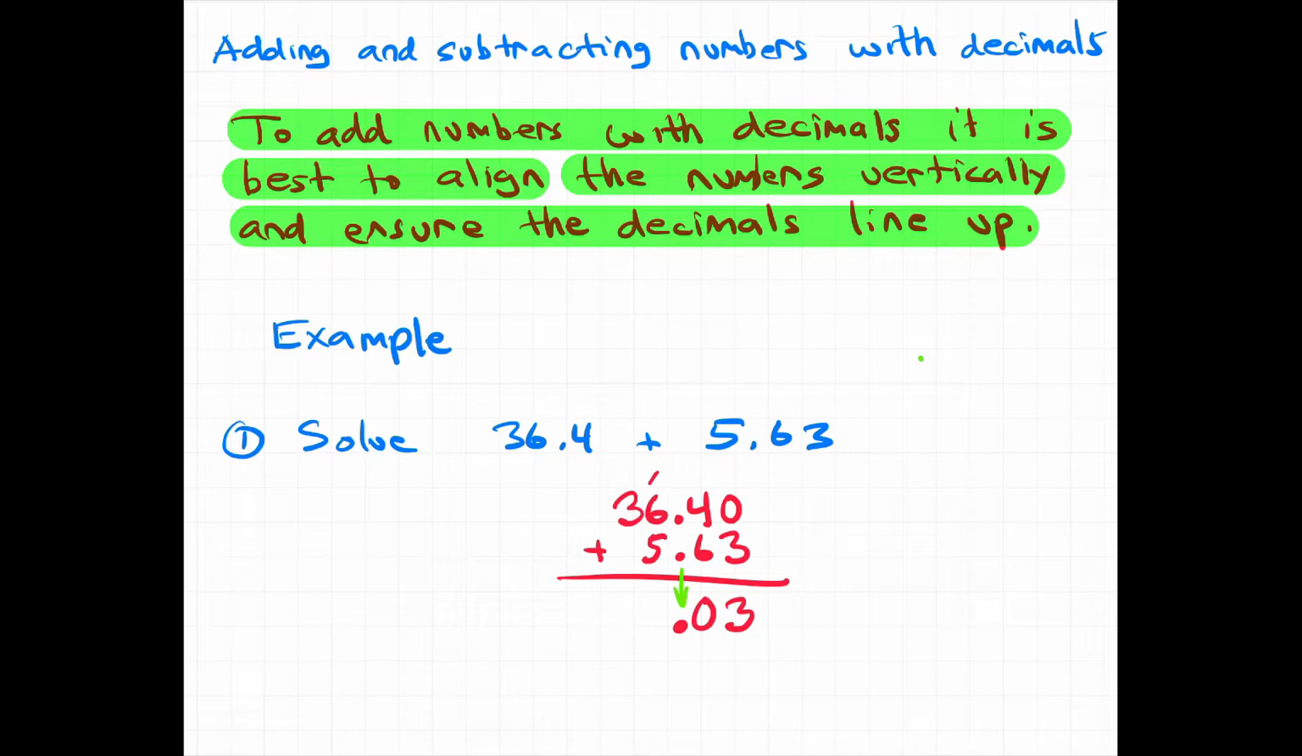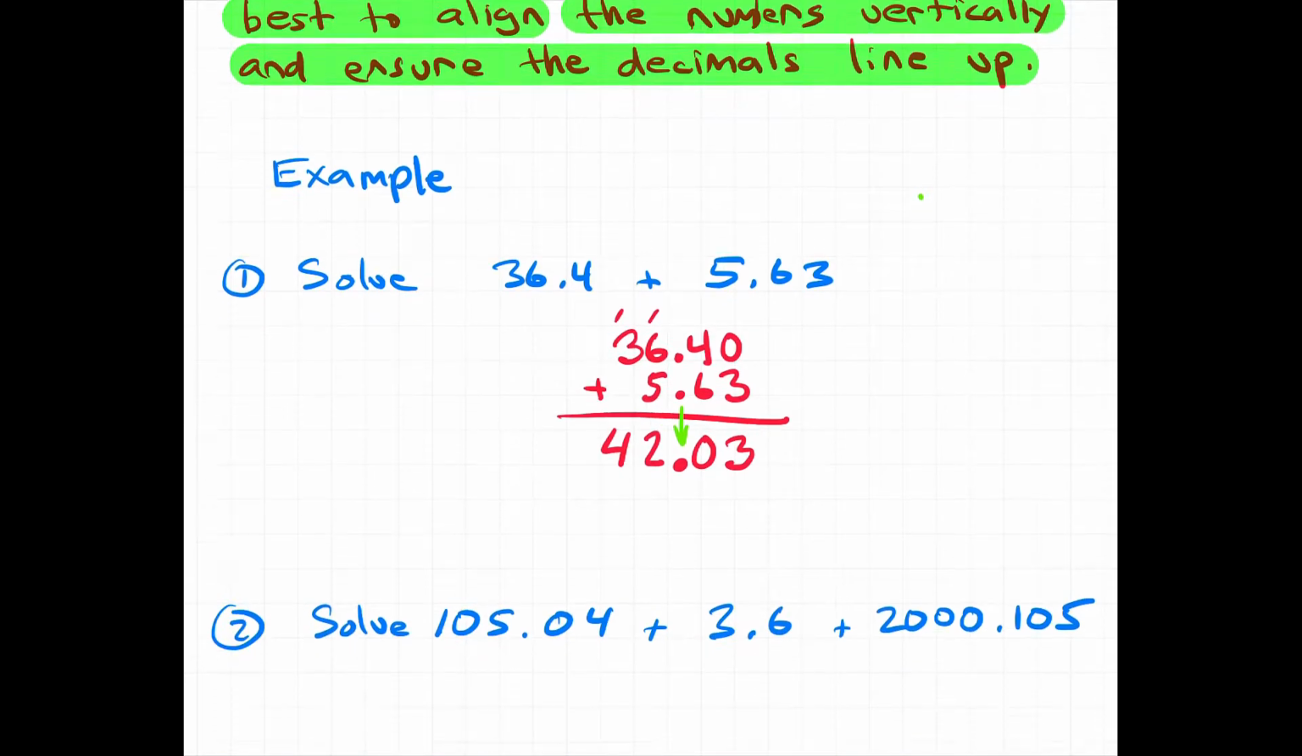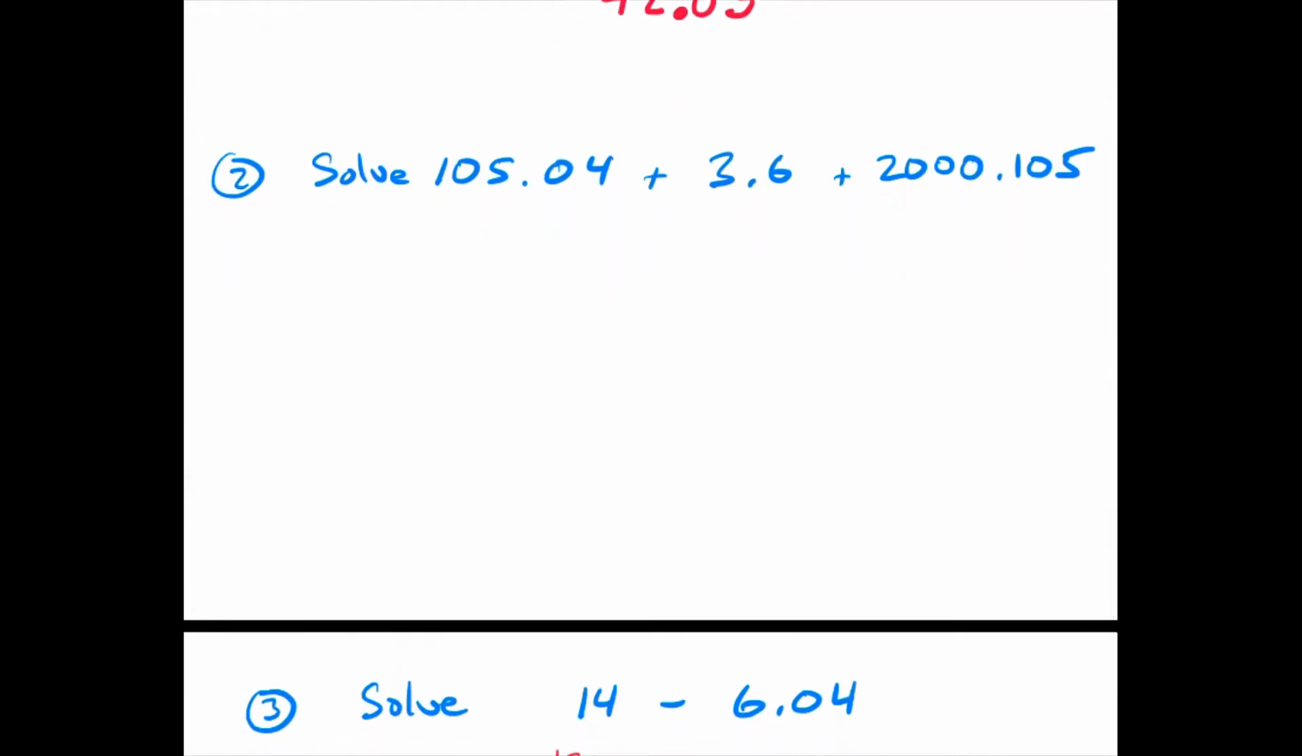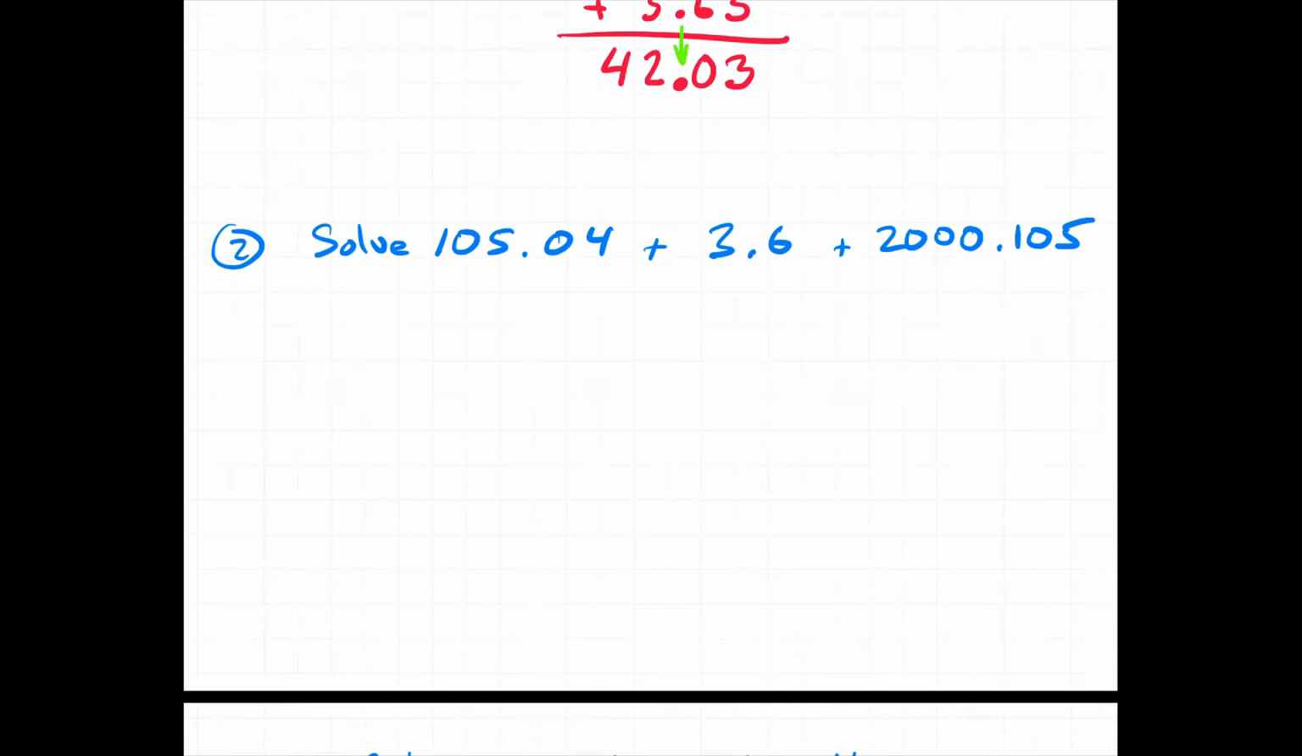Now, in this next column, I have 1 plus 6, which is 7, plus 5, which is 12. So I put the last digit of that number down below and carry the 1 up top. And 1 plus 3 is a 4. So the answer to this is 42.03.